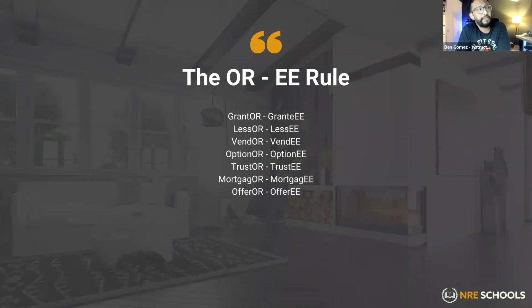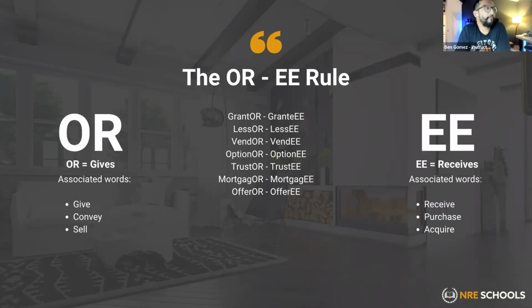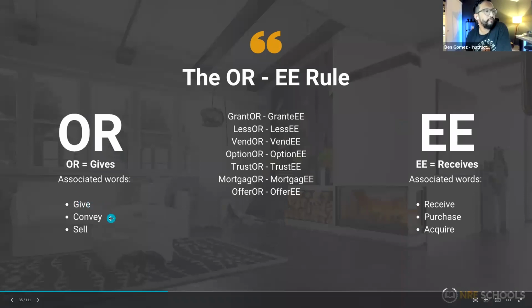You'll see lessor, lessee, vendor, vendee, optionor, optionee, trustor and trustee, mortgagor, mortgagee, offeror, offeree: the or and the ee's. The or is the person who gives, conveys, sells. Carla, the buyer, is giving an offer to the seller, who would be known as the offeree. And the ee is associated with anybody who receives, purchases, acquires. The or is the give, convey, sell.